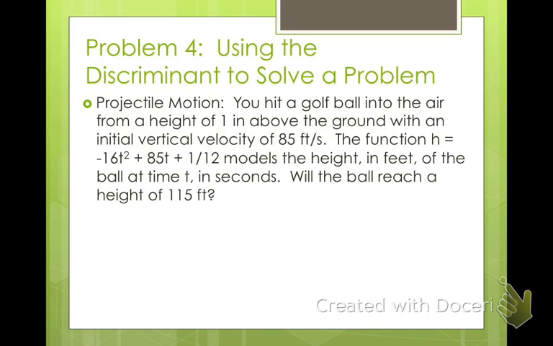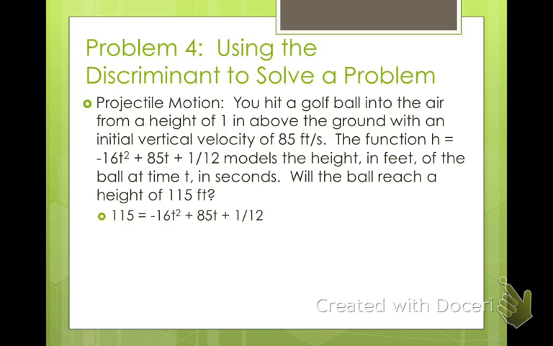And here's our last problem. You hit a golf ball into the air from a height of 1 inch above the ground with an initial vertical velocity of 85 feet per second. Here's our function, h equals negative 16t squared plus 85t plus 1/12 models the height in feet of the ball at time t seconds. Will the ball reach a height of 115 feet? So which of these numbers does 115 represent? 115 is the height, so we put that in for h.